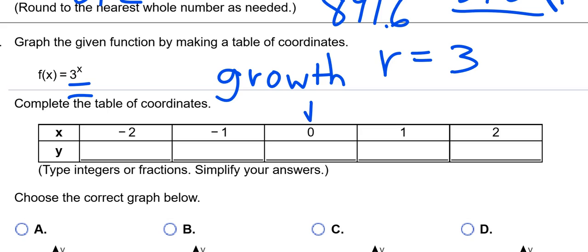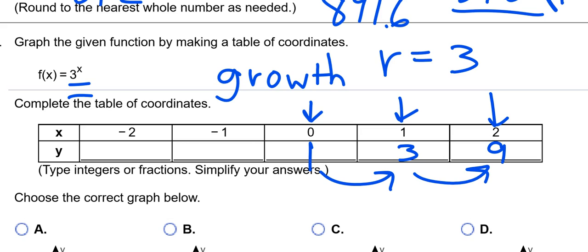What is 3 to the 0? What do you get when you plug in a 0? 1. What do you get when you plug in a 1? 3. And what do you get when you plug in a 2? So to go forward, you're multiplying by 3. What will you do to go backwards?